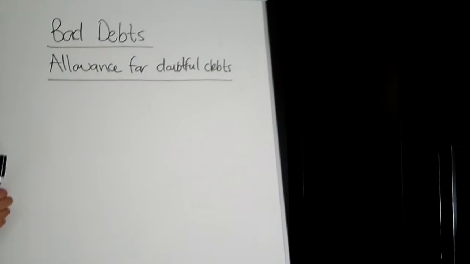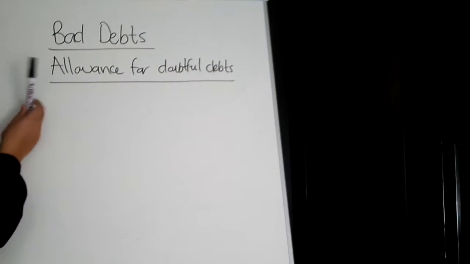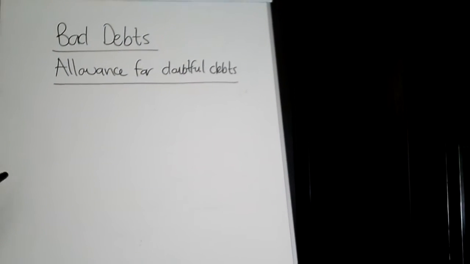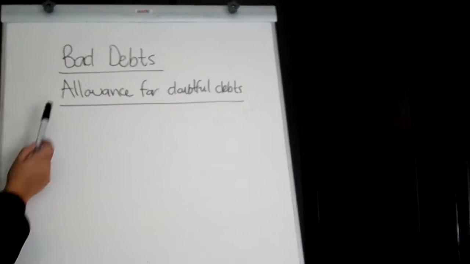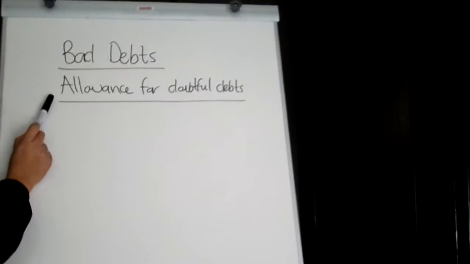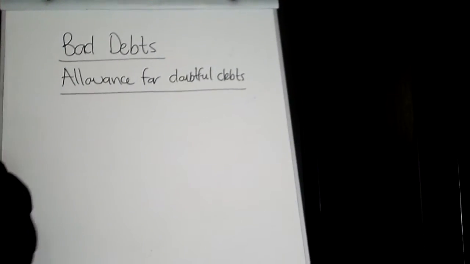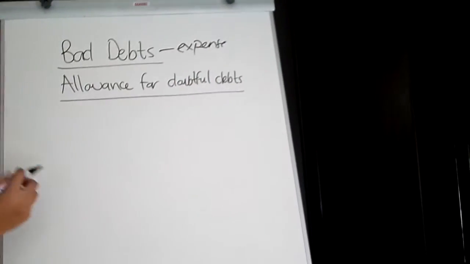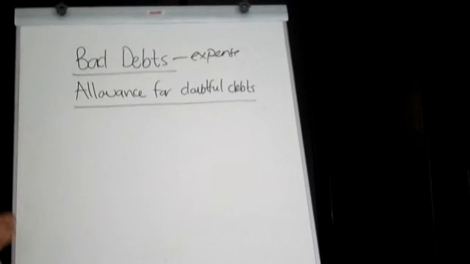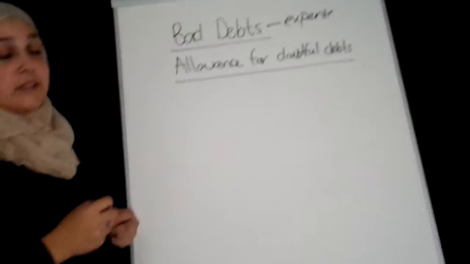Hi guys, this video is to show you how to calculate the bad debts and the allowance for doubtful debts in a question. You'll notice that there are two headings over here, bad debts and allowance for doubtful debts. Bad debts is your expense account and the allowance for doubtful debts is a provision that you make at the end of each year.